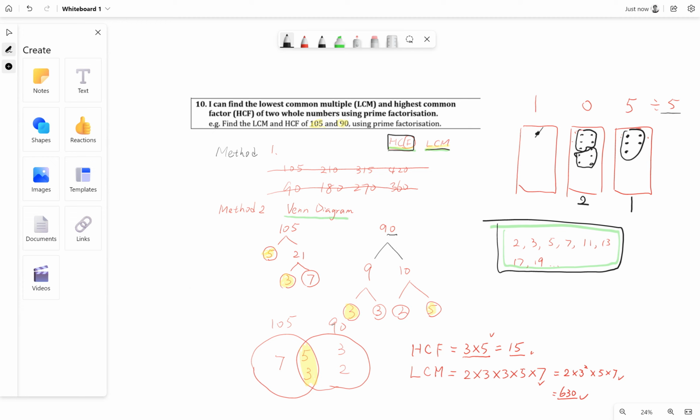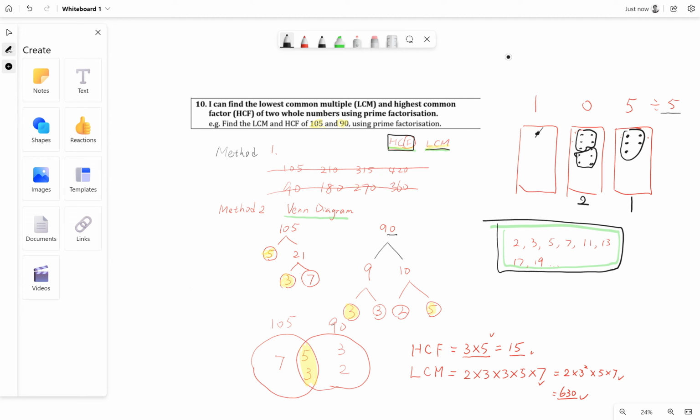Now, for the common parts, look at all these prime factors here. The 3 and the 5 are the common ones, so write down 3 and 5 here. For 105, you still have 7 here because 7 times 3 times 5 is 105. So don't forget 7. For 90, it is 3 and 2, because 3 times 2 times 3 times 5 gives you 90. So the highest common factor will be the middle one, 3 times 5.